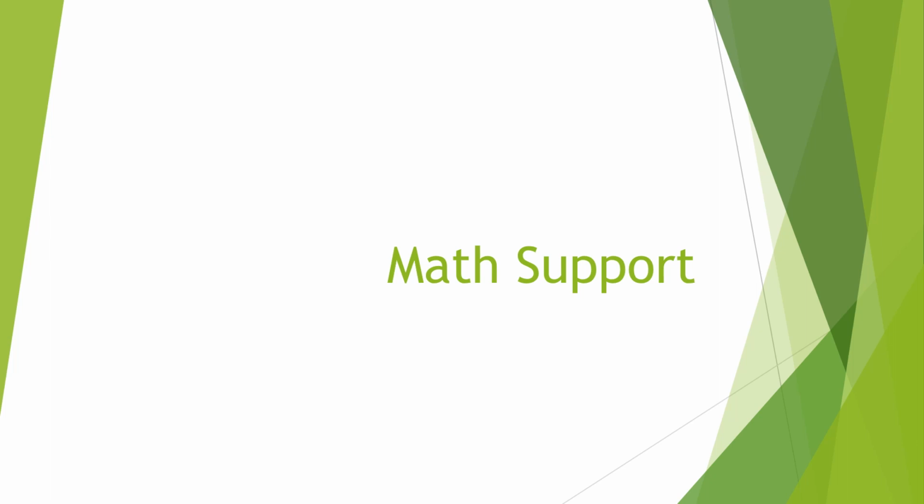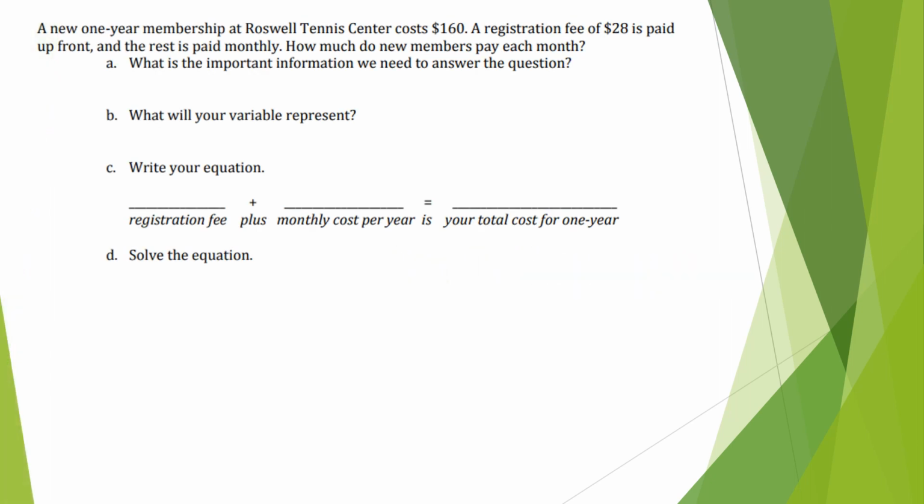We're going to look at math support on word problems. A new one-year membership at Roswell Tennis Center cost $160. A registration of $28 is paid up front, and the rest is paid monthly. How much do new members pay each month?